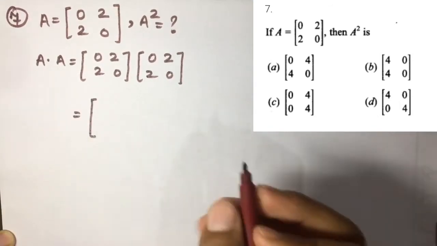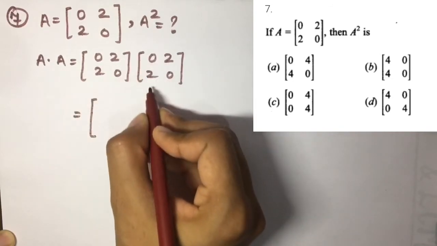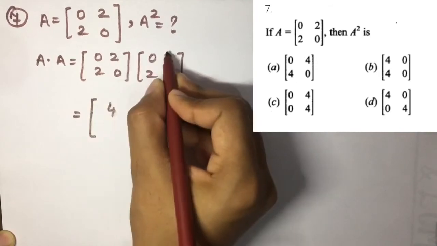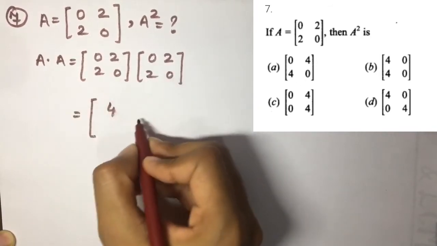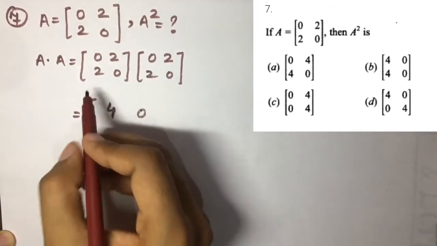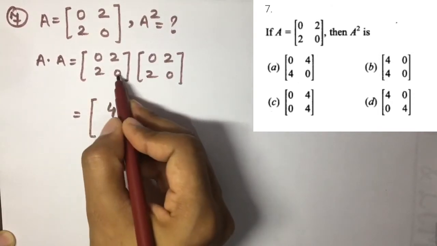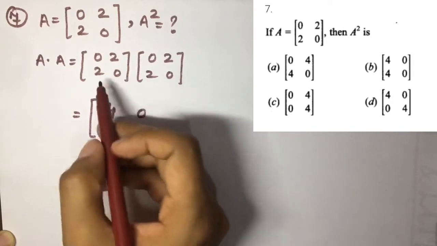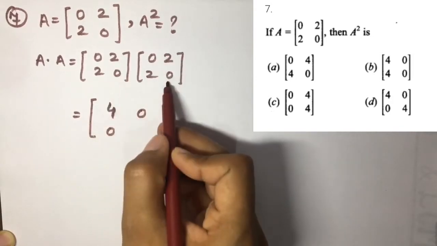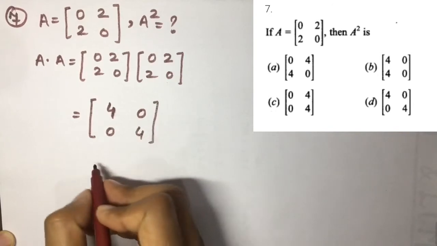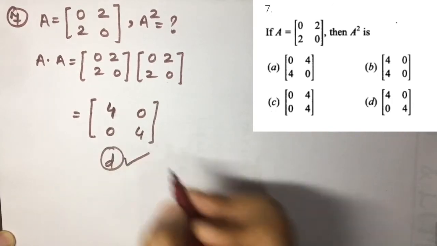Multiply and you get the answer. First row, first column: 0 into 0 is 0, 2 into 2 is 4. First row, second column: 0 and 0. Second row, first column: 2 into 0 is 0, 0 into 2 is 0. Second row, second column: 2 2s are 4 and 0. So option number D is the correct answer.